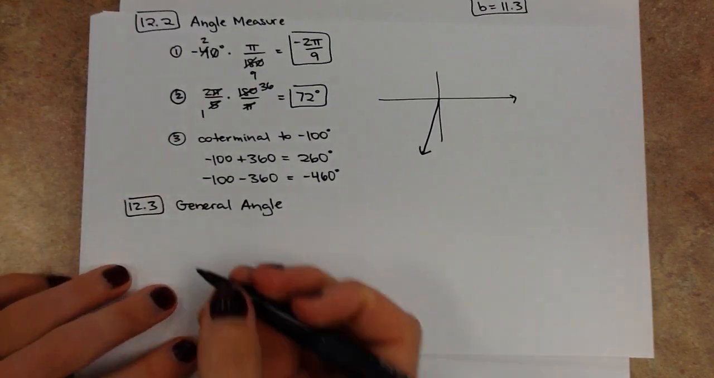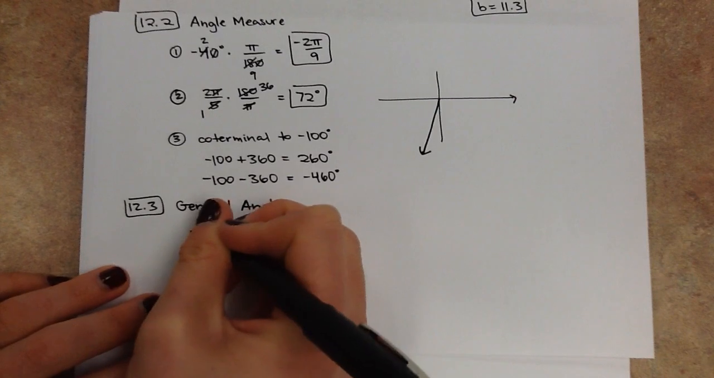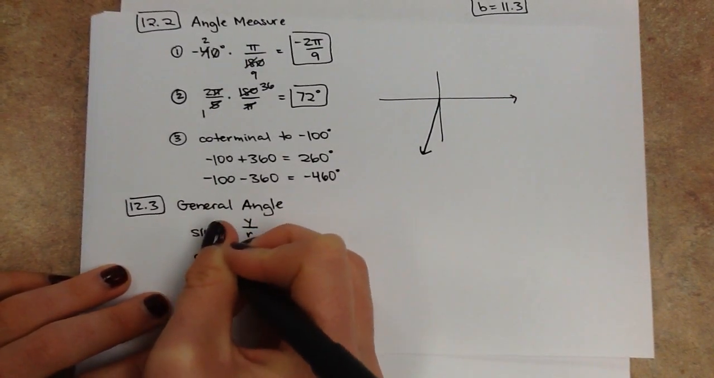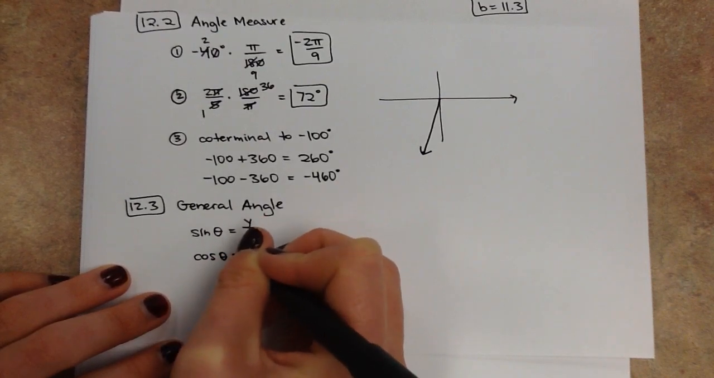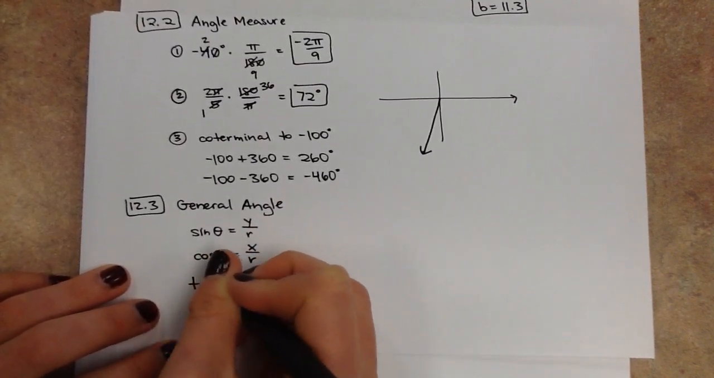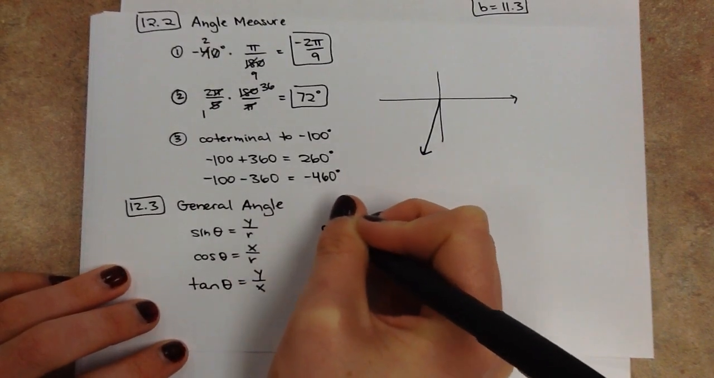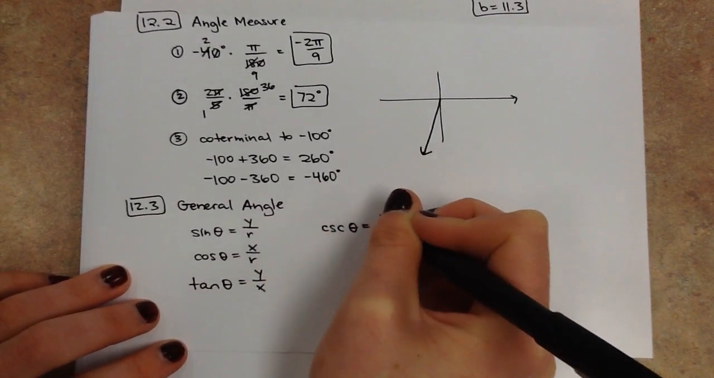So here are the new measurements that we got. Sine of an angle is defined as y over r. Cosine is defined as x over r. Tangent is y over x. And then, of course, we've got the reciprocal functions, so you just flip numerator and denominator.